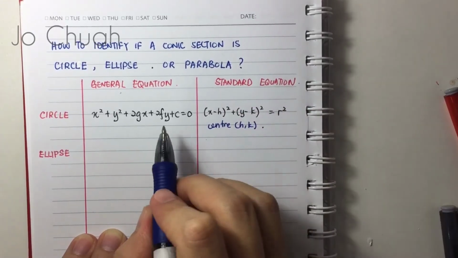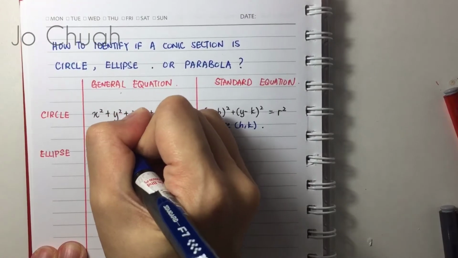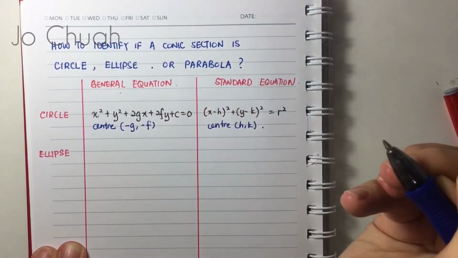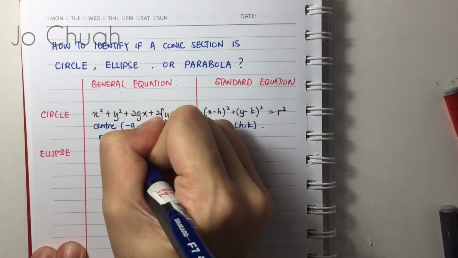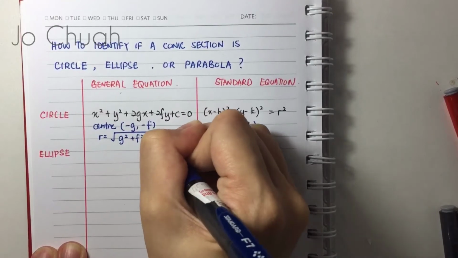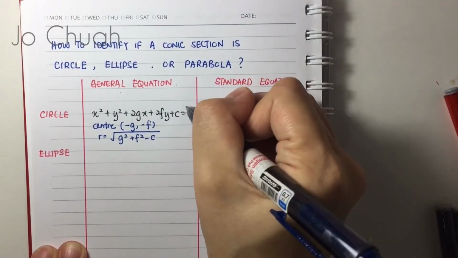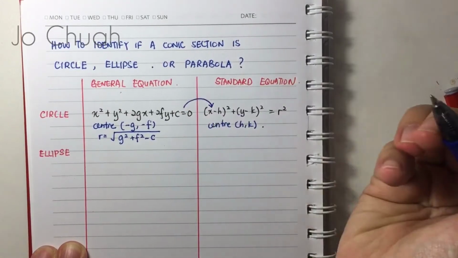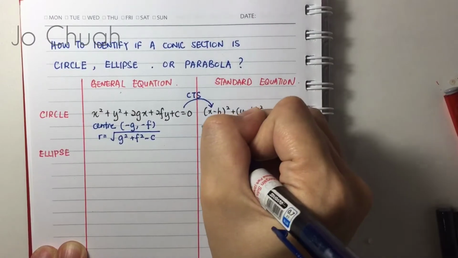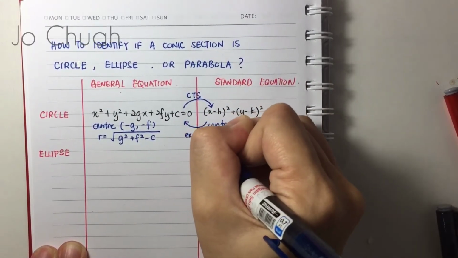Alright, so if from here you want to get the center, it will be (negative g, negative f). And the radius will be the square root of g squared plus f squared minus c. And that's the formula. From a general equation to a standard equation, you have to do completing the square. And from the standard equation to the general equation, you have to do expanding.